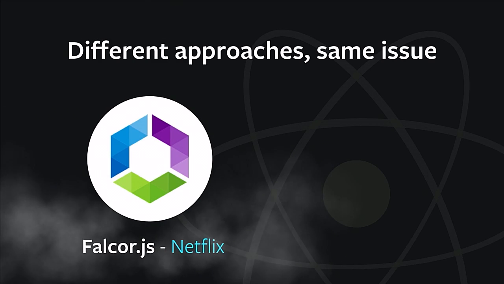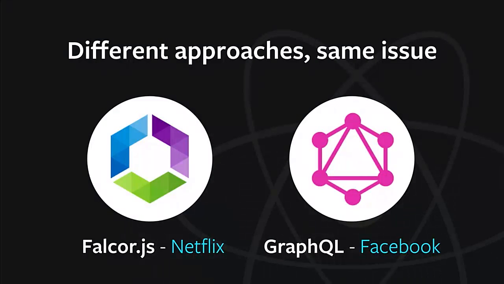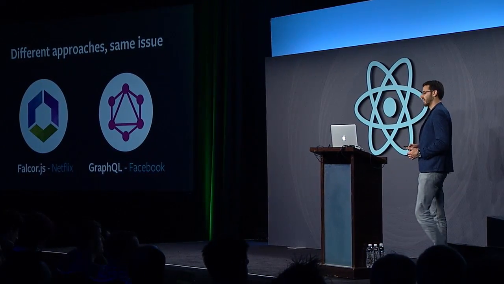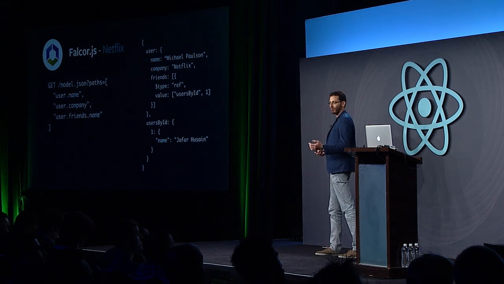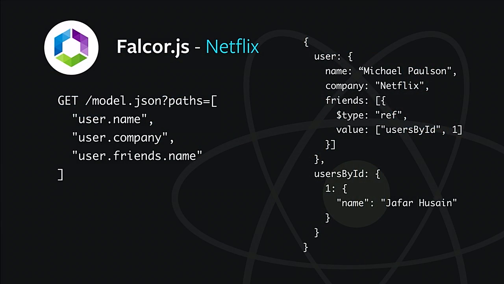We got, on one side, Netflix, who released Falcor, and almost at the same time, Facebook released GraphQL. So let's research a little bit how each one resolves the content and how we can work with each one. For example, if we want the following data: the username, user company, and the names of the user's friends, this is how we have to request it through Falcor.